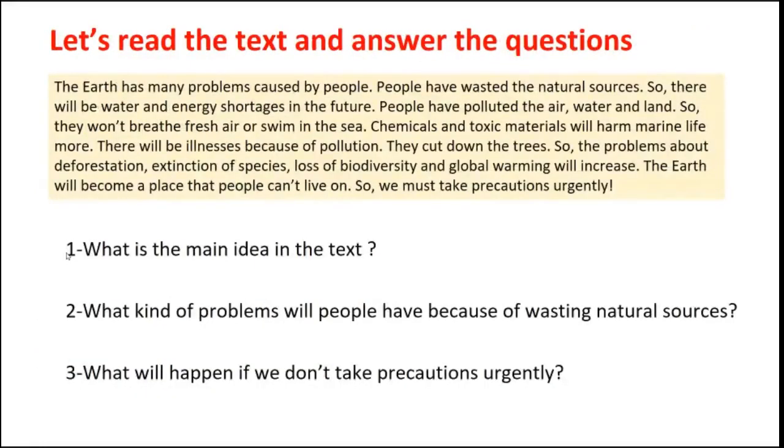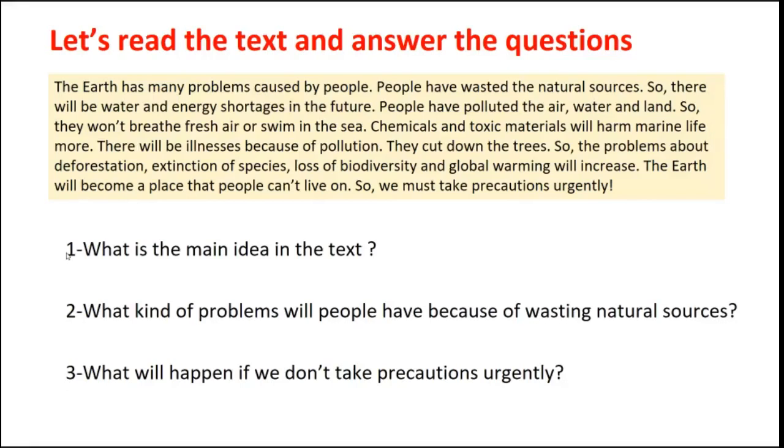Now, let's read this text and answer the questions. Ready? Let's read. The earth has many problems caused by people. People have wasted the natural sources. So, there will be water and energy shortages in the future. People have polluted the air, water, and land. So, they won't breathe fresh air or swim in the sea.